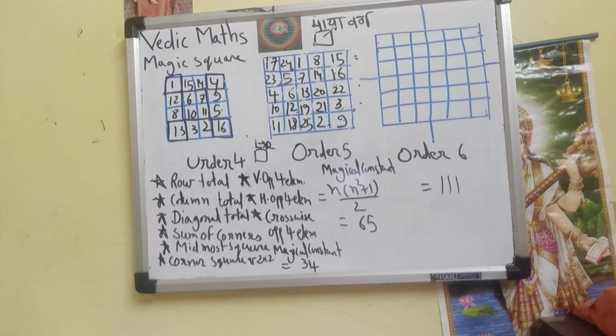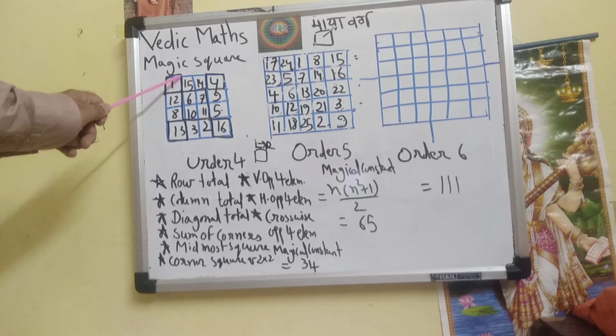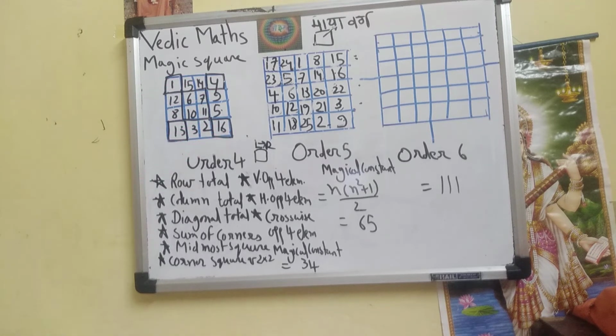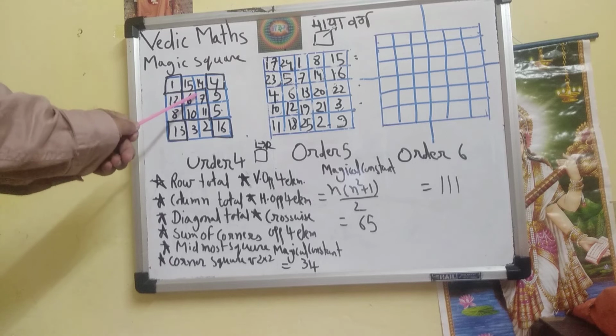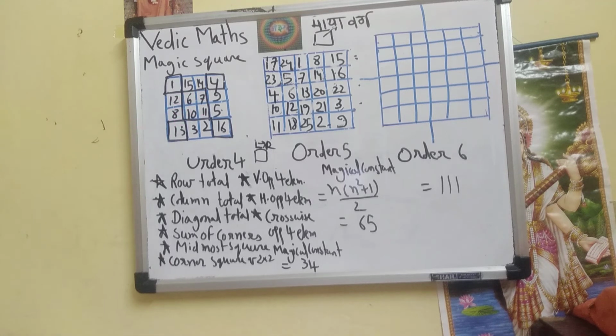The sum of every column is also 34. The sum of any diagonal is 34. The sum of the 4 corners will also be 34: 1, 4, 13, 16. There are still some oddities in store. The sum of numbers in the midmost square of order 2, like 6, 7, 10, 11, is again 34.